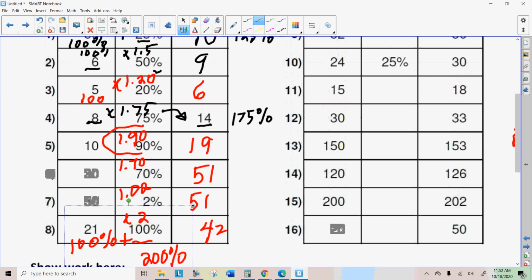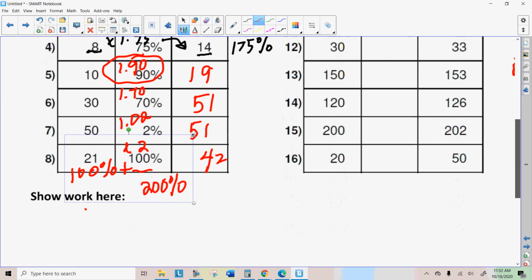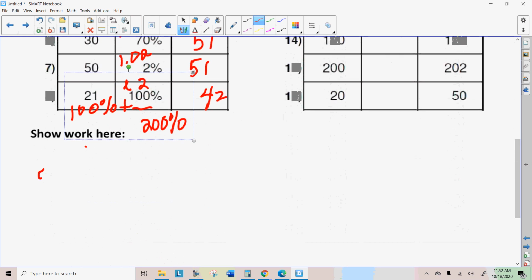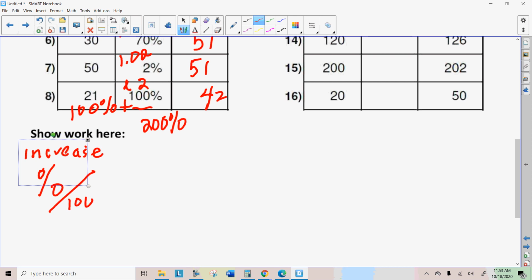So to get this number here, this 1.90, take your increase percent and change it to a decimal. Mathematically, that's divide by 100 and add 1. And that'll give you the number you multiply by. So let's call this the multiplier.